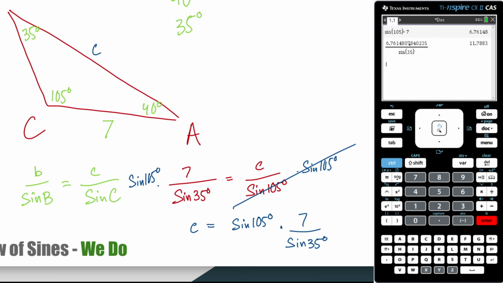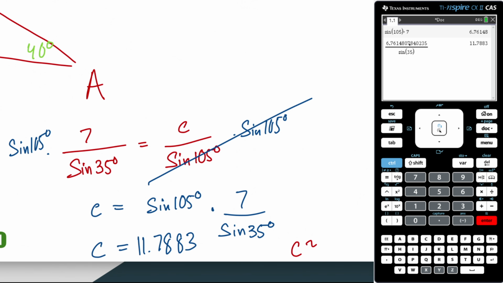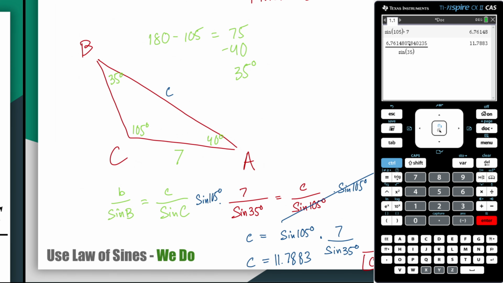Okay, and so our answer here is that the c side is equal to 11.7883. I like to round to the hundredths. Okay, so that means that c is approximately 11.79. Okay, now that kind of makes sense, right? You could see that there's a 35 here opening up to a 7. We know that 105 should open up to a bigger length than that. Okay, but everything looks good here.